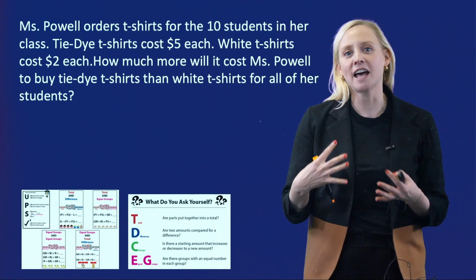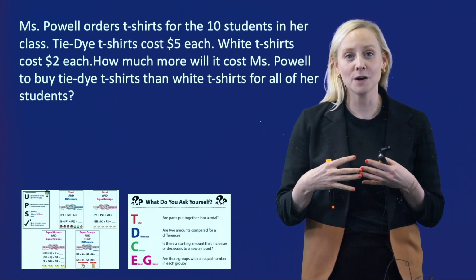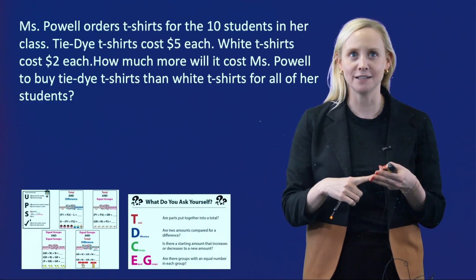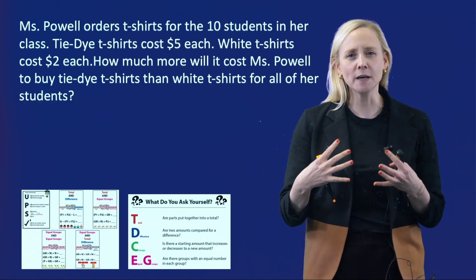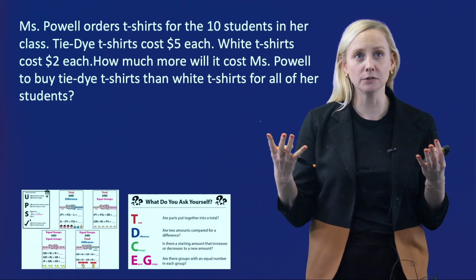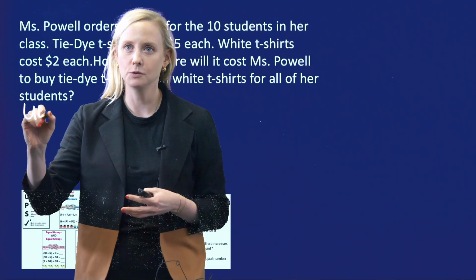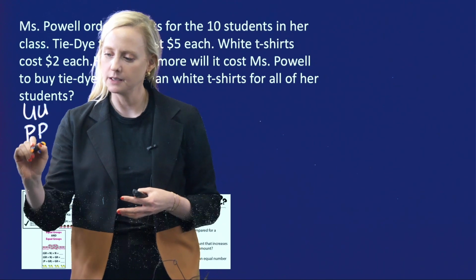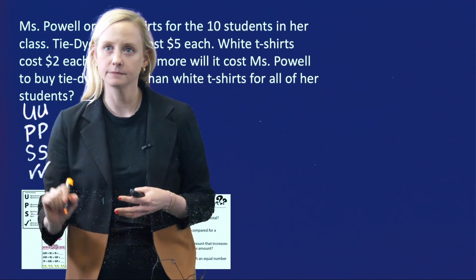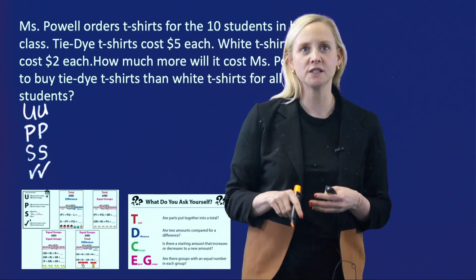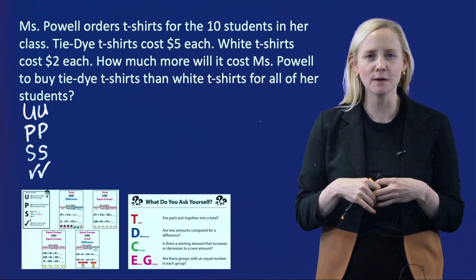So now let's take a look at a multi-step word problem where we have the equal groups and difference schemas. So first we're going to check for a table or a graph. I don't see one. If I did, I would number it. I don't, so I'm going to write U, U, P, P, S, S, check, check. Okay, my first U stands for understand by reading, so let's read our problem.